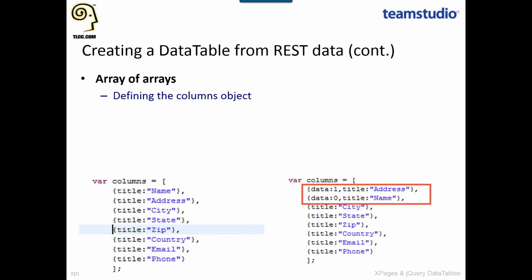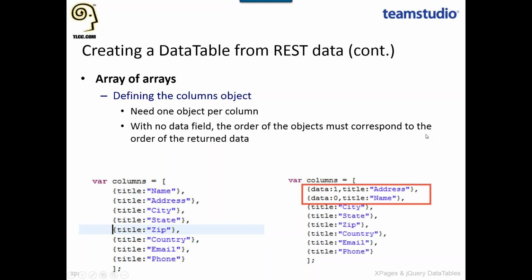So let's talk about the columns object and define it a little bit here. We have a couple of screenshots. If we're loading data via an array, we need one object per column. You can see down here we have a columns array, and we simply have an object here with a title. That title is going to go into the table header, and in the zero-based index of the array of data that comes in, it's expecting the name to be there. So again, with no data field, the order of objects must correspond to the order of the return data.